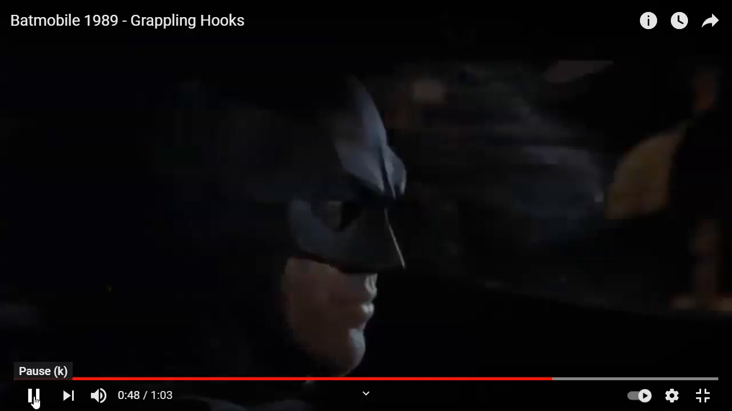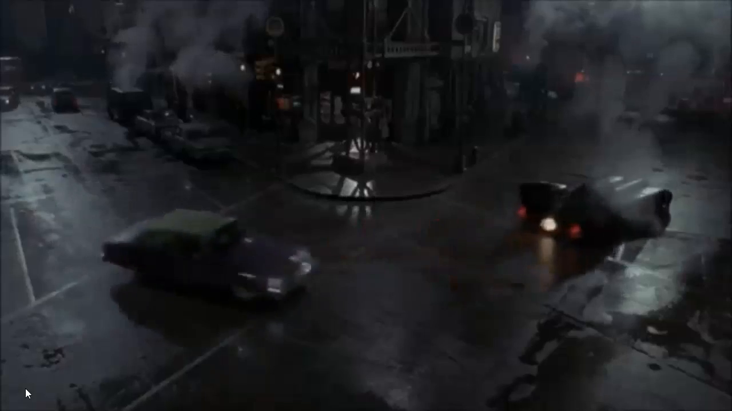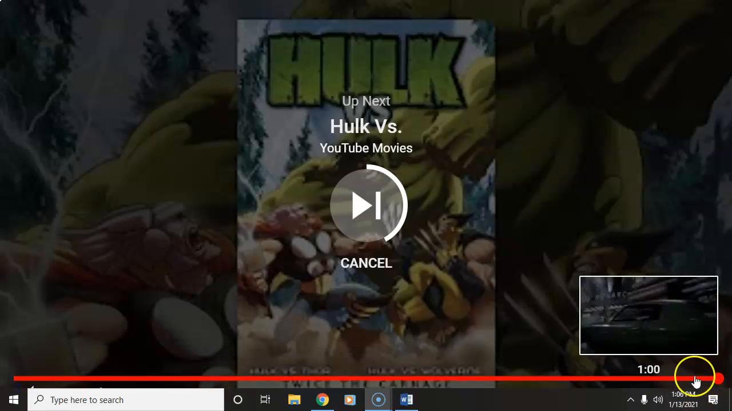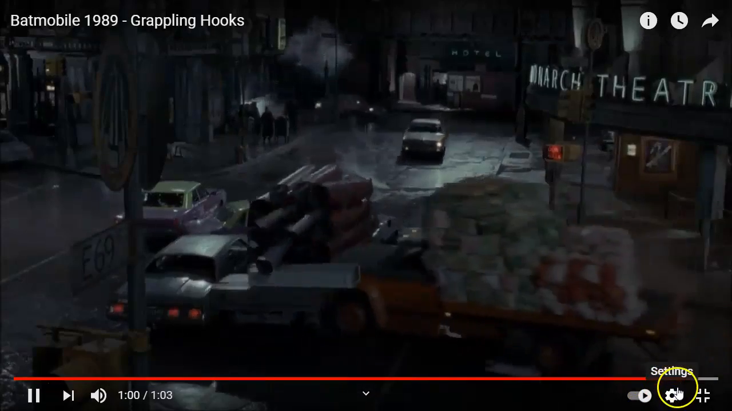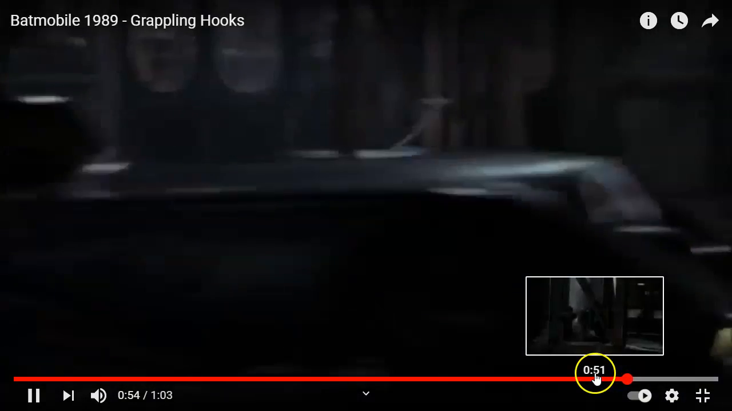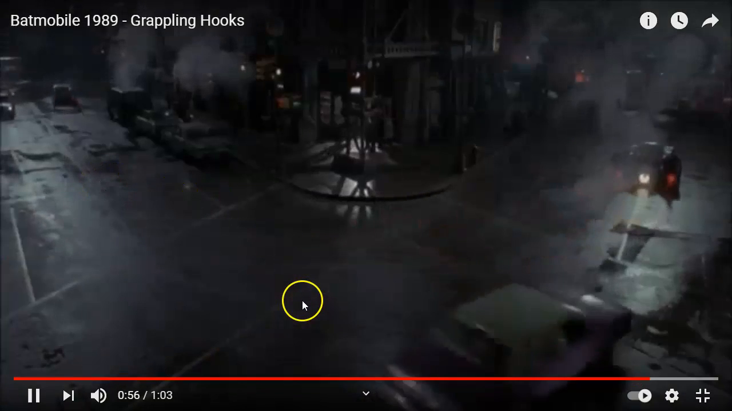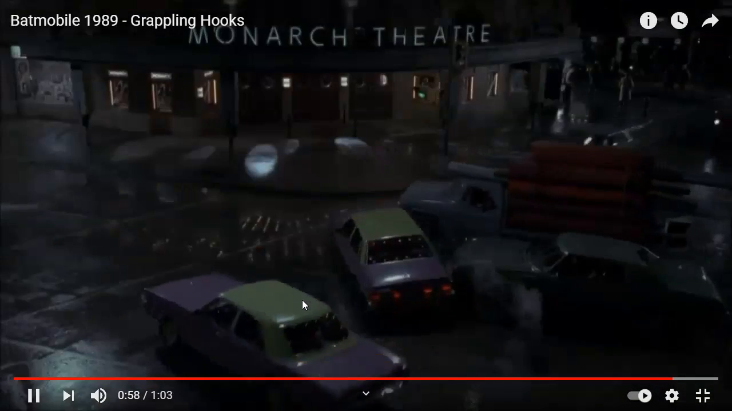So basically they're in a car chase right now. Right there. I'm going to back that up. One more time. You see a grappling hook. Back a little further. You see what looks like a grappling hook come out and pull it around the turn, right? The car goes very quickly around.